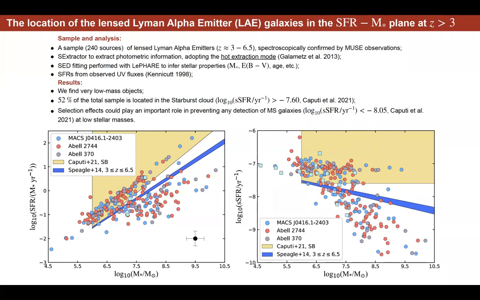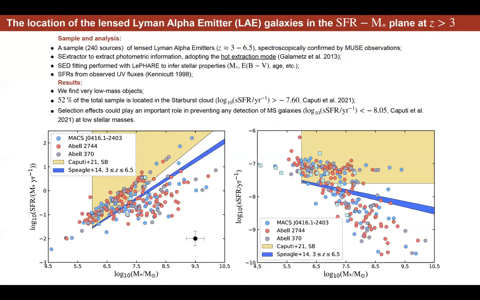And these galaxies were confirmed by the spectroscope. The redshift of this galaxy is confirmed by spectroscopic observation taken by MUSE. So then we adopted SExtractor to extract the photometric information. In this case, we adopted the hot extraction mode as proposed by Galama and collaborators. And once we had their photometric information plus the spectroscopic redshift, we decided to infer their stellar properties such as stellar mass, color excess, ages, and so on.